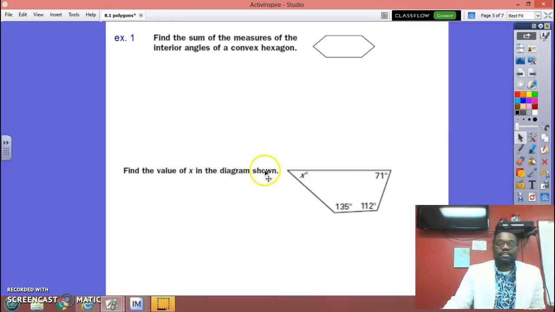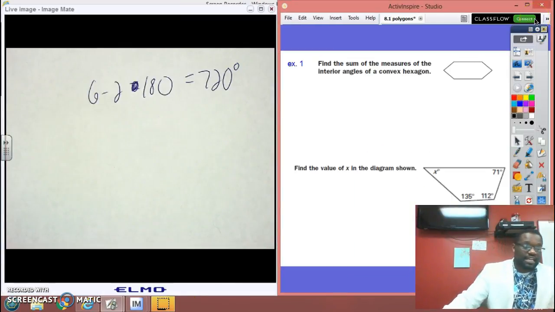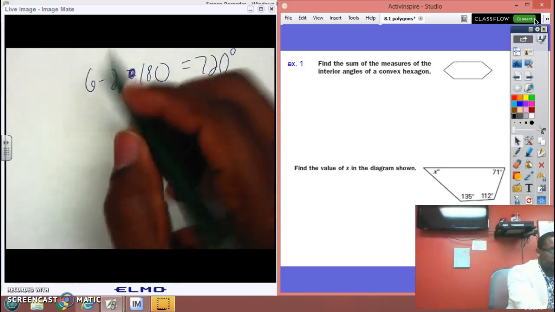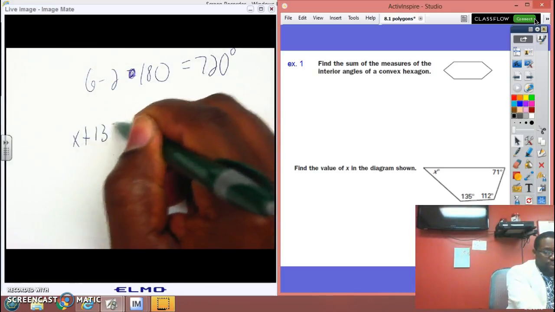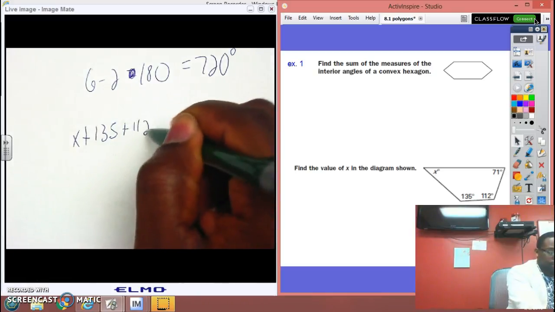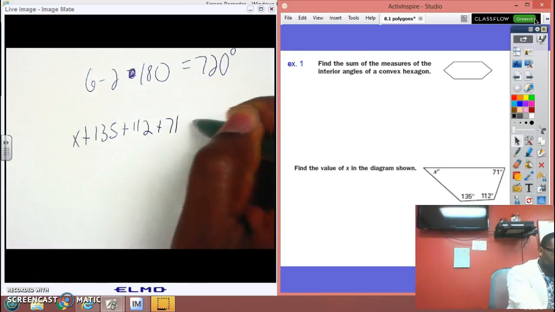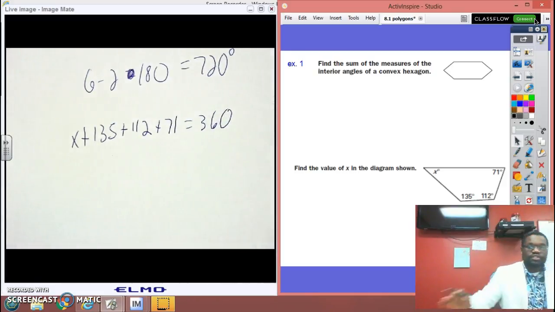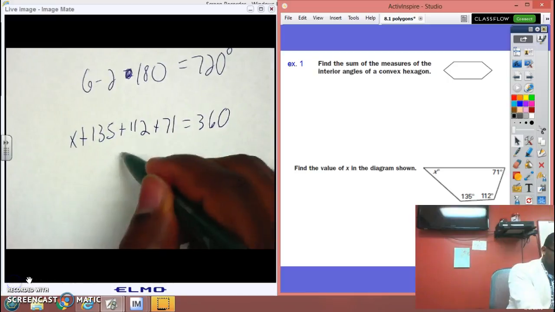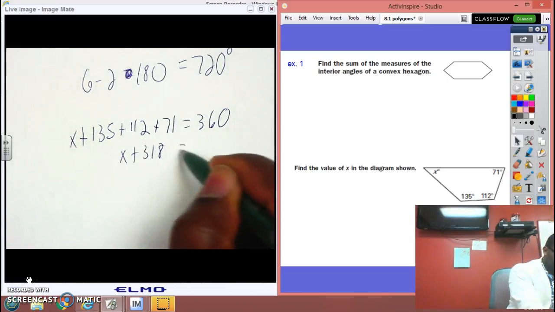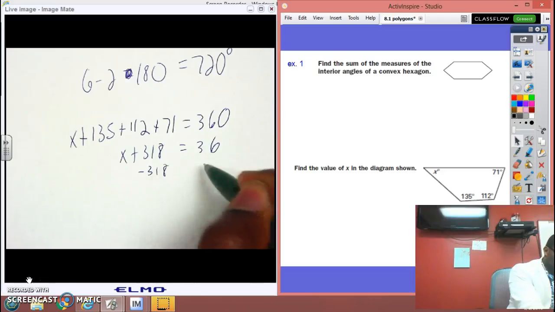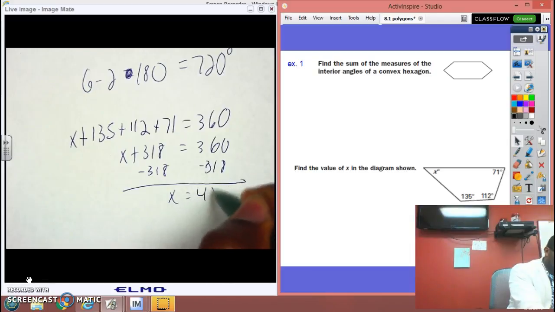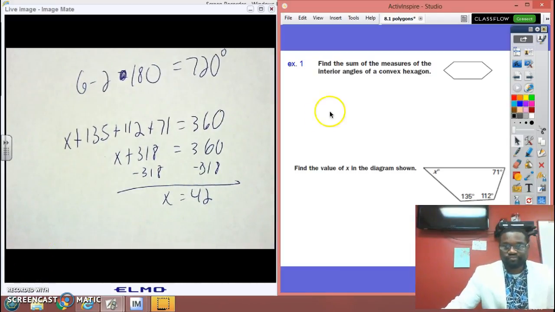Find the value of x in the diagram shown. Okay, so this is 1, 2, 3, 4 sides. We know that a 4-sided figure is called a quadrilateral. This should add up to be 360 degrees. So how do we work this one? We say x plus 135 plus 112, which was a club in Atlanta back in the day, plus 71 equals 360. And so x equals 42. Just that simple.